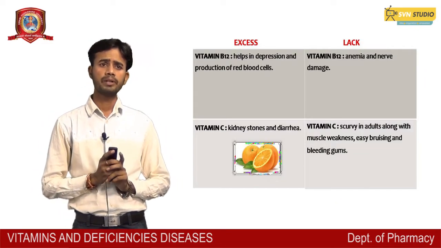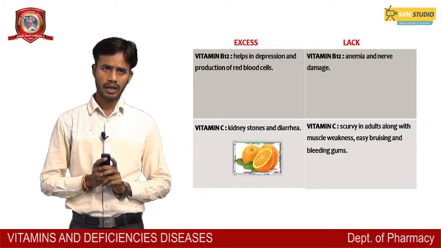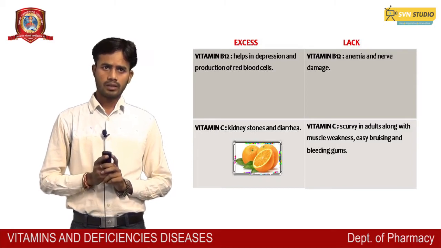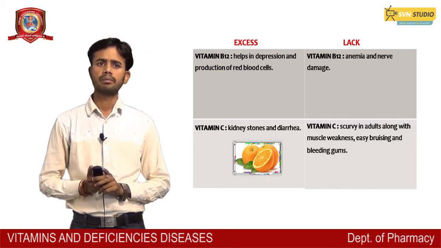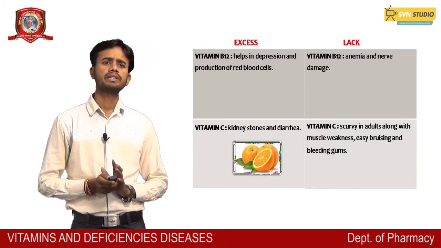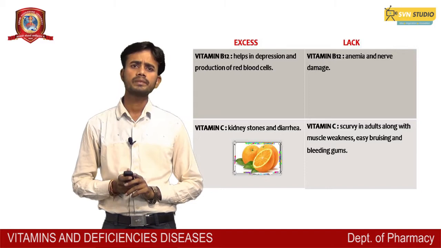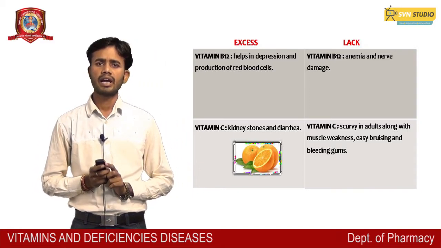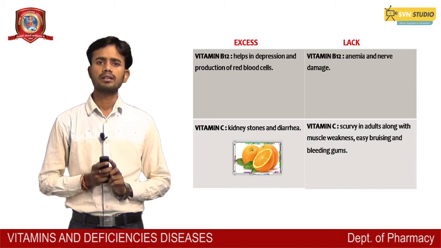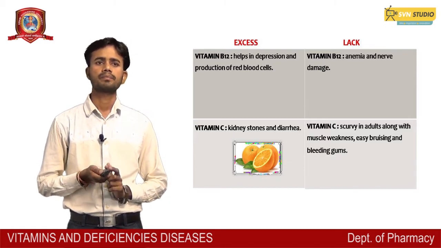Excess of vitamin B12 helps in depression and production of red blood cells, but lack of vitamin B12 causes anemia and nerve damage. Excess of vitamin C: kidney stones and diarrhea. Lack of vitamin C: scurvy in adults along with muscle weakness, easy bruising and bleeding gums.